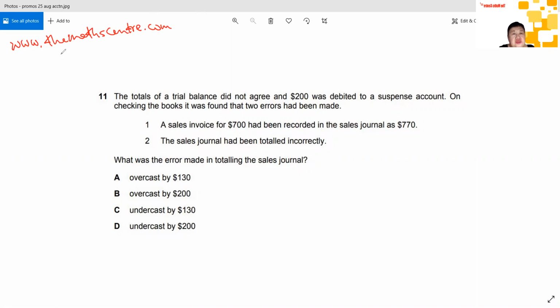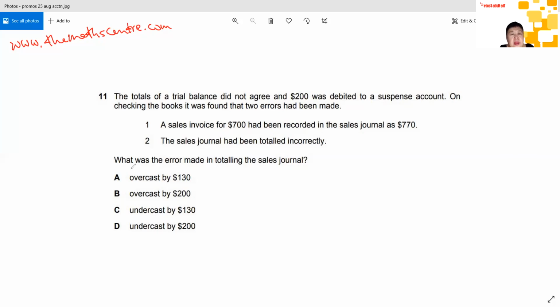Okay, so here goes. It says this: the totals of a trial balance did not agree, and $200 was debited to a suspense account. Now remember, the suspense account is a temporary account. It contains the difference between the total debits and the total credits in the trial balance. On checking the books, it was found that two errors had been made. Now read carefully. A sales invoice for 700 has been recorded in the sales journal at 770, and the sales journal has been totaled incorrectly.